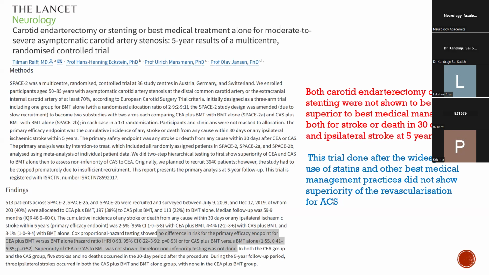So both the carotid procedures were not superior.